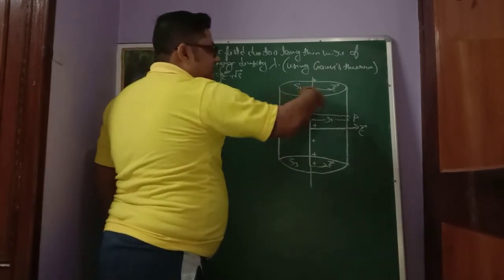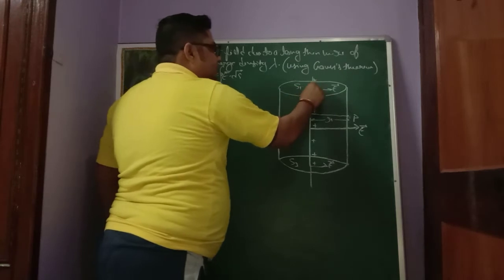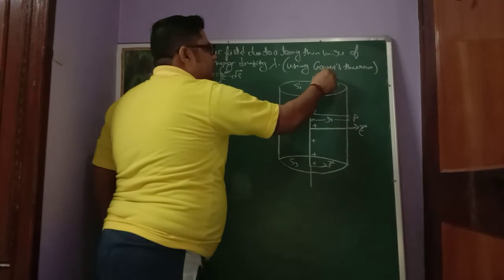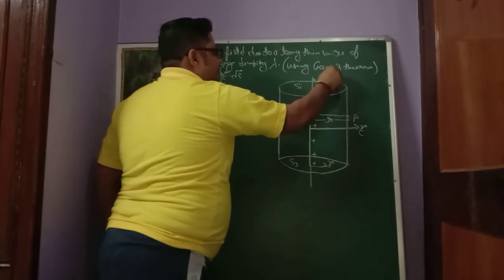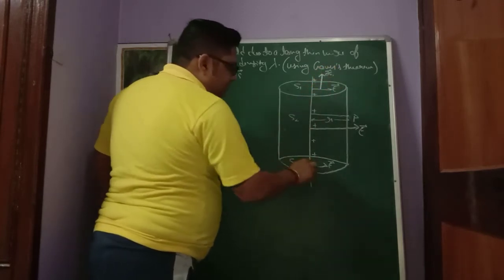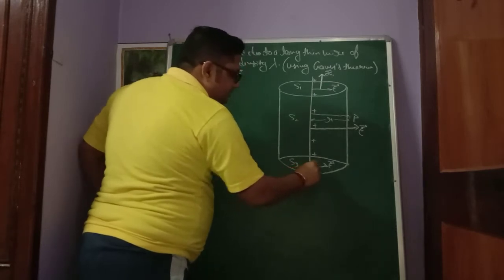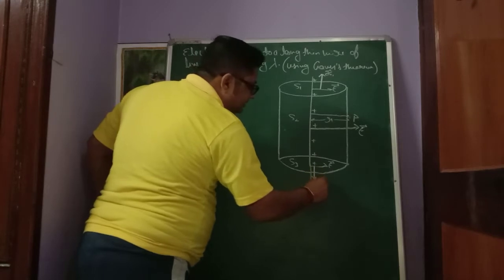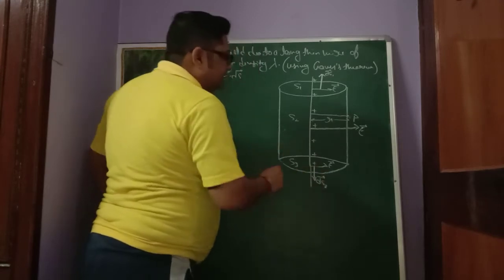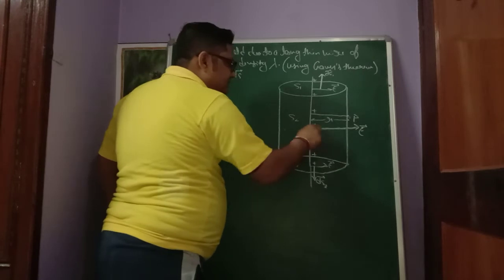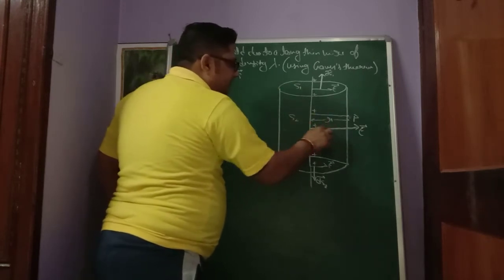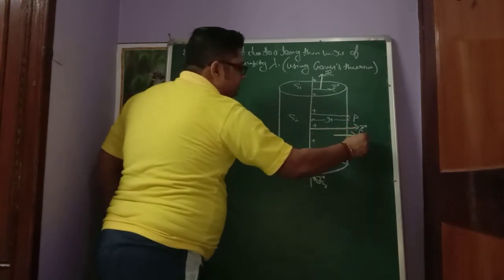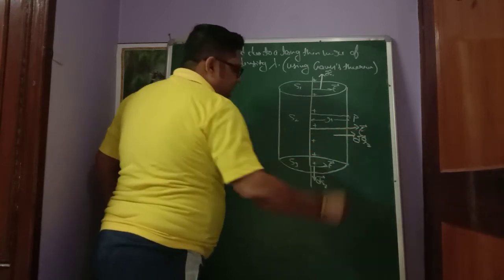Looking at the area vector of surface S1, it will be perpendicular, since the area vector is always perpendicular to the surface. So this ds1 will be perpendicular to E. Here also, on surface S3, the area vector ds3 is perpendicular to the surface and to the electric field. On the curved surface, the electric field is in this direction and the area vector ds2 is also in this direction.